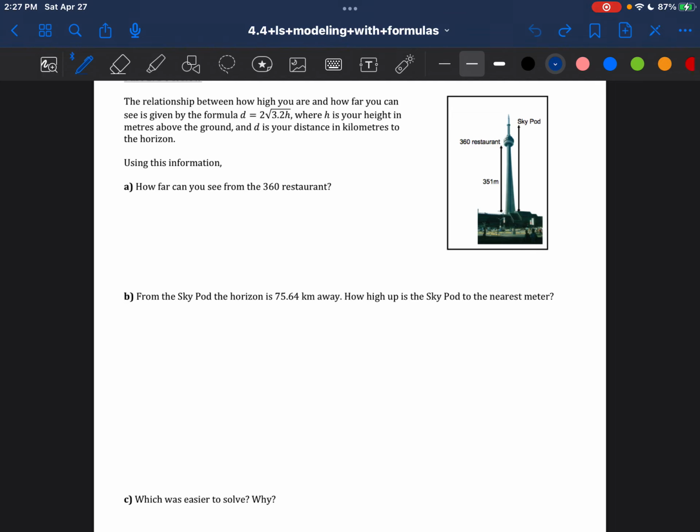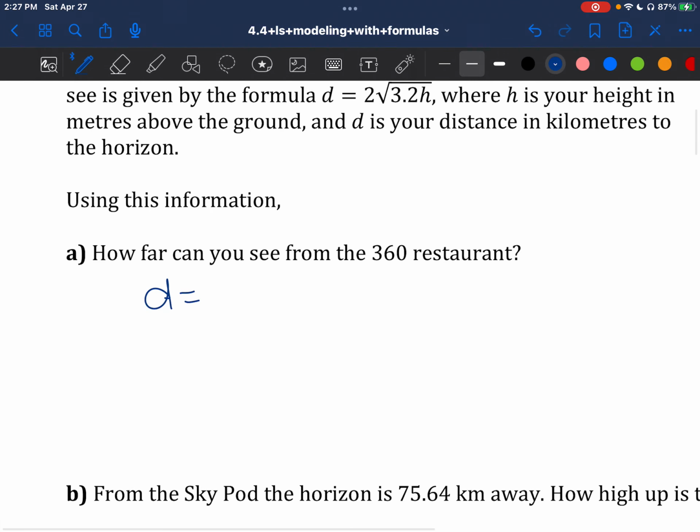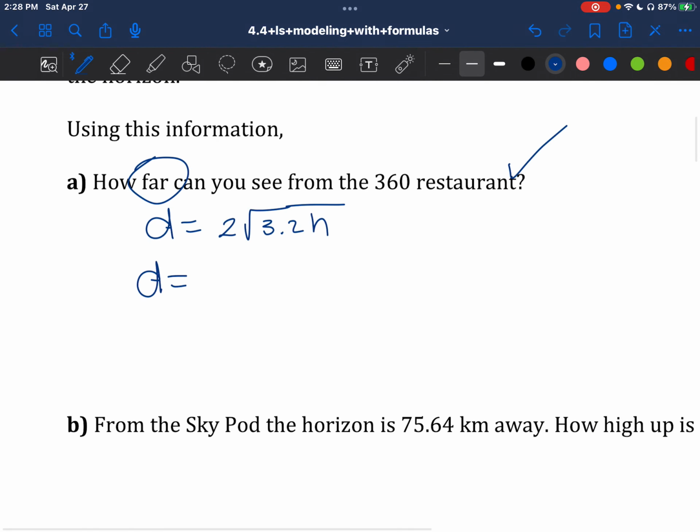The relationship between how high you are and how far you could see is given by the formula d equals 2 square root 3.2h, where h is your height in meters above the ground and d is your distance in kilometers to the horizon. How far can you see the 360 from this restaurant? Okay, so how far is talking about distance, right? And we know our height. So this is our formula. And this is saying how far, but we have the height. This is our height. So we just plug it in.